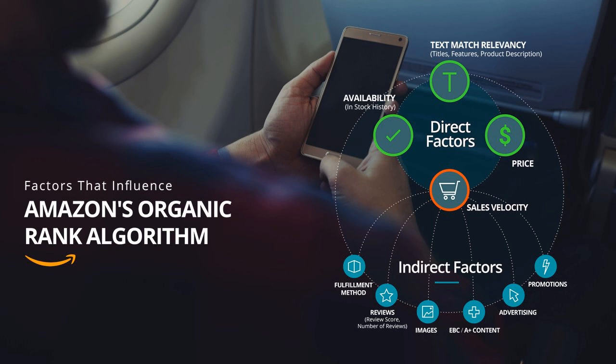That's where we get to Amazon's organic rank algorithm, and there are two sections to this. The top part is the direct factors, which we define as the items that Amazon's A9 algorithm can actually index and scan: availability, text, and price. We'll dive into each of those. The indirect factors are components that the A9 algorithm isn't indexing, but that impact sales velocity. Sales velocity is at the center of this graphic because it is the most important component for determining where products show up on Amazon's search pages.